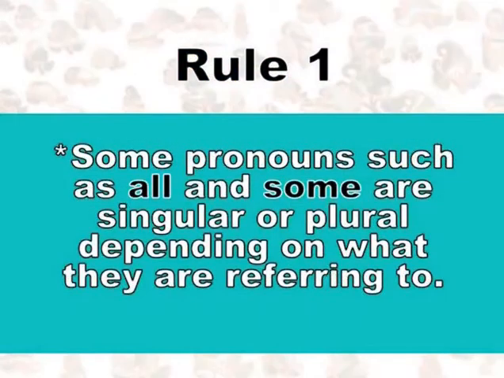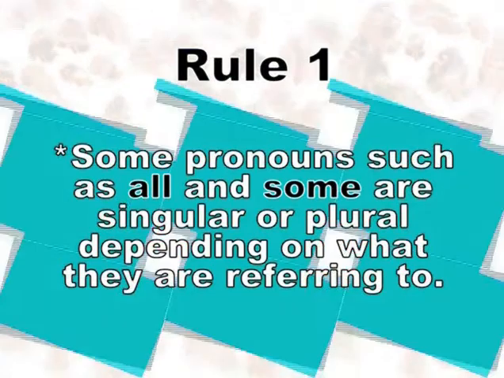Let's look at the next rule now. Some pronouns such as all and some are singular or plural depending on what they are referring to. So if they are attached to a noun which is plural, then we'll use a plural verb. But if they are attached to a noun which is singular, that means we'll use a singular verb. Let's look at an example.